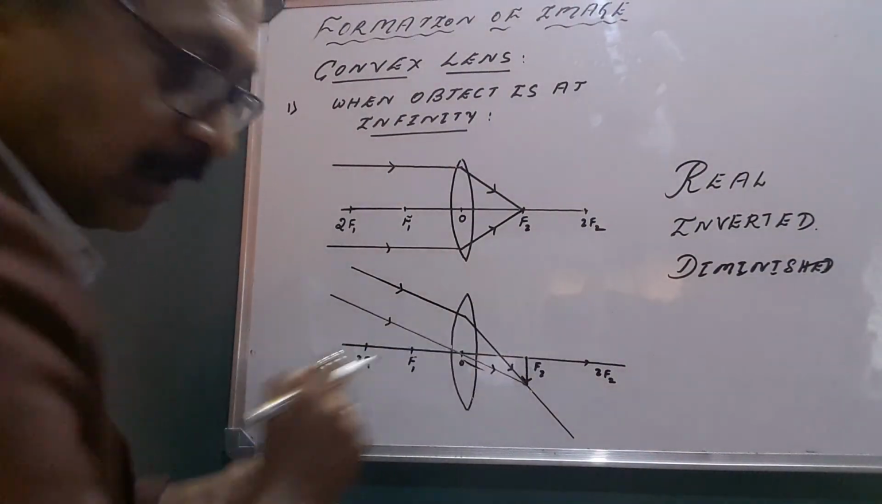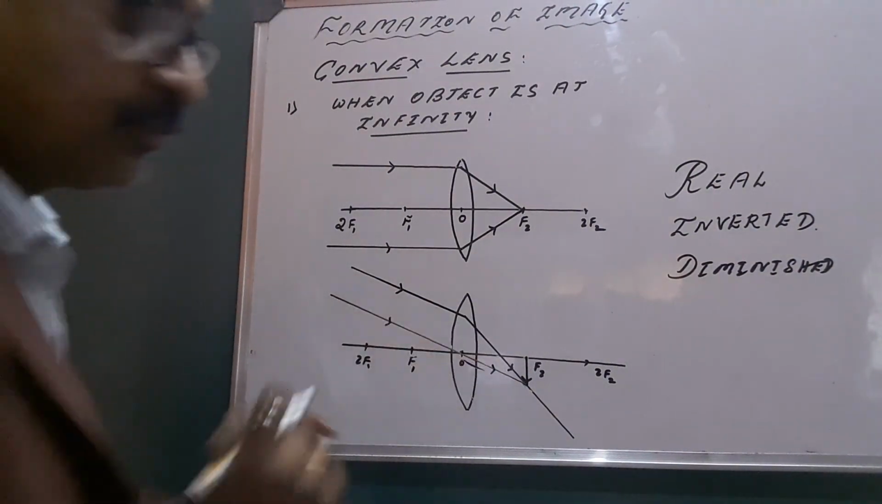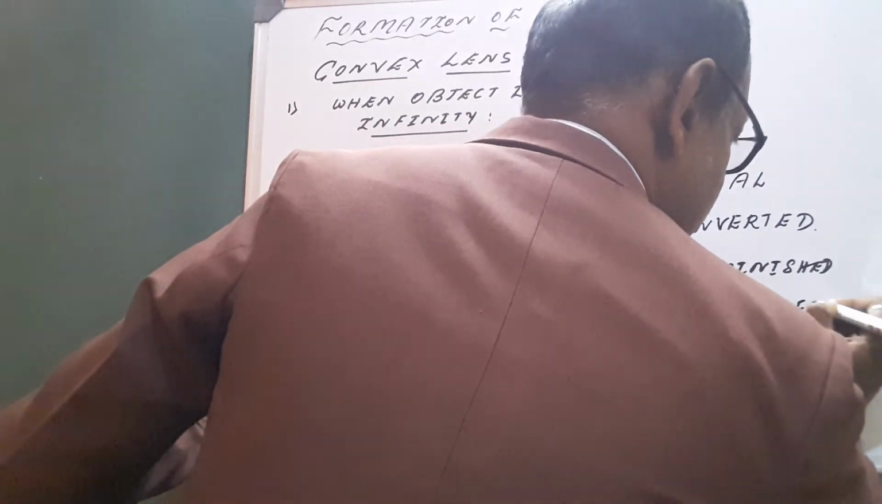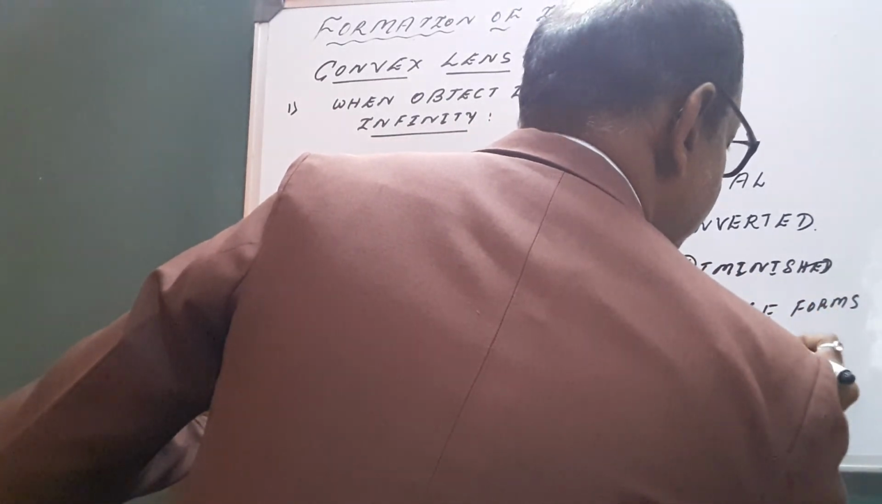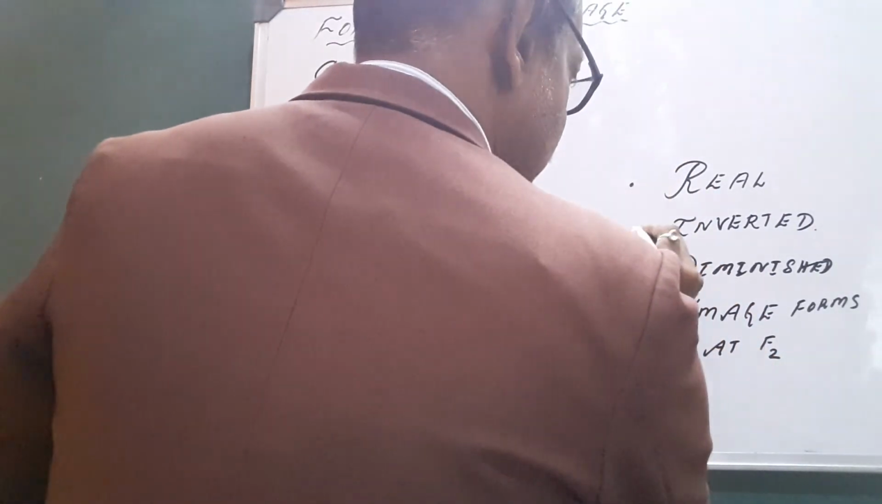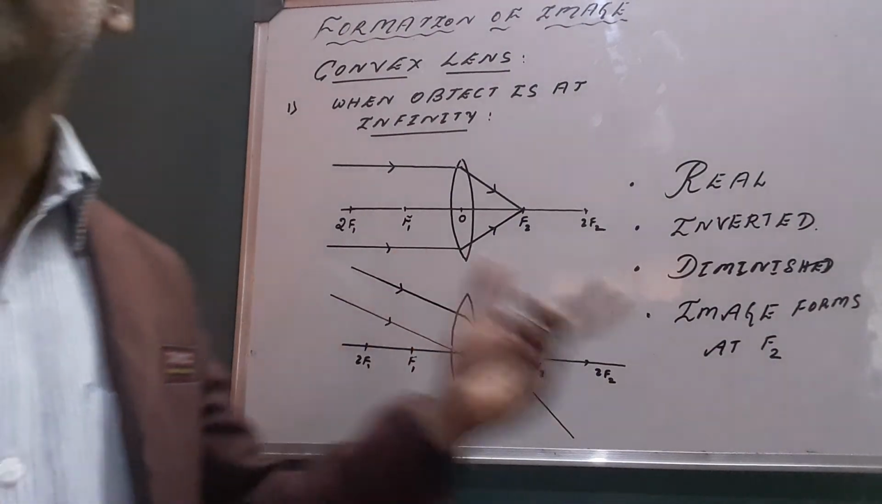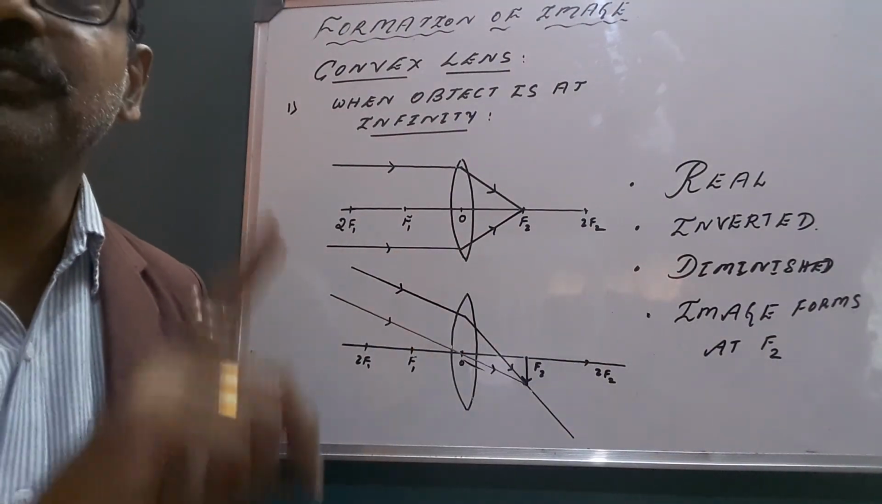And then, where is the image formed? The image is formed at F2. So the first one real, the second inverted, the third diminished, and the fourth formed at F2. This is how the image is formed in the first case.